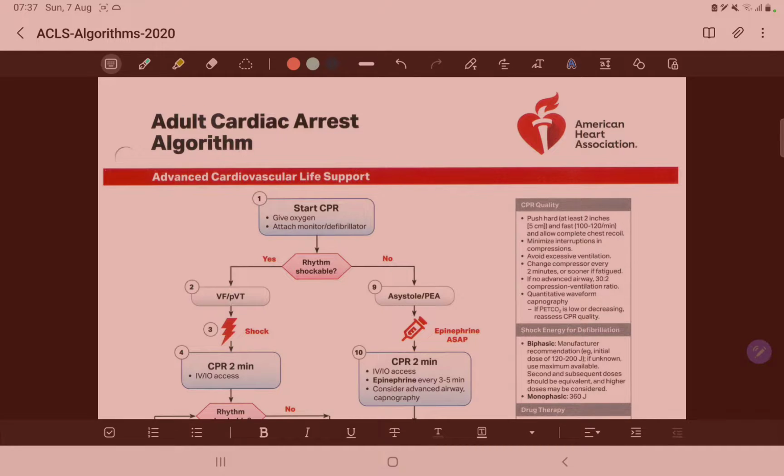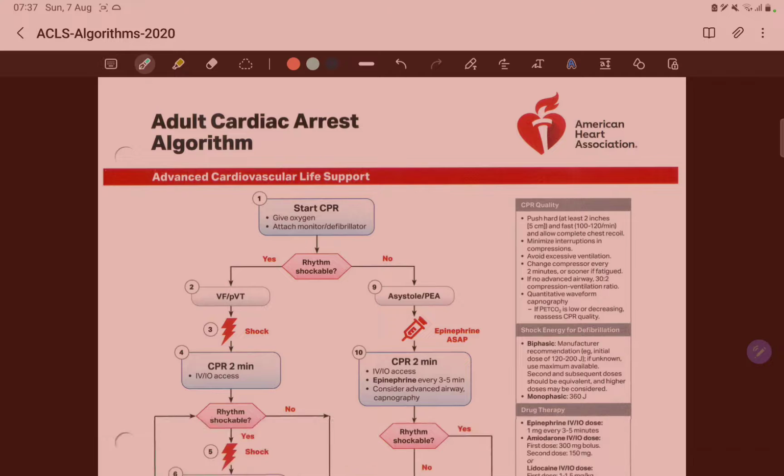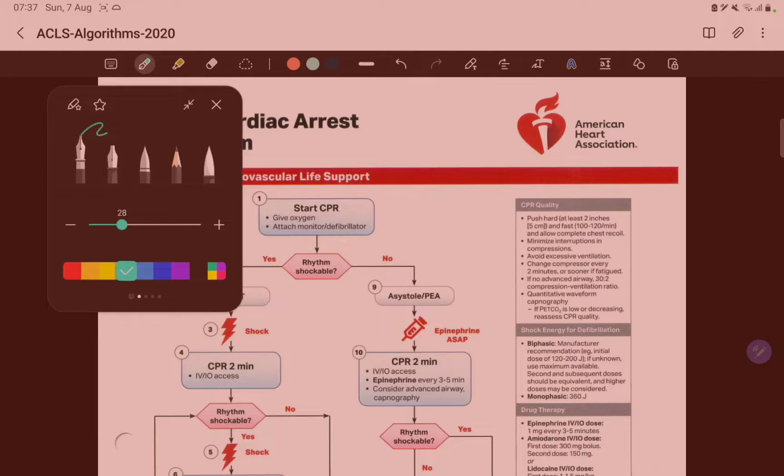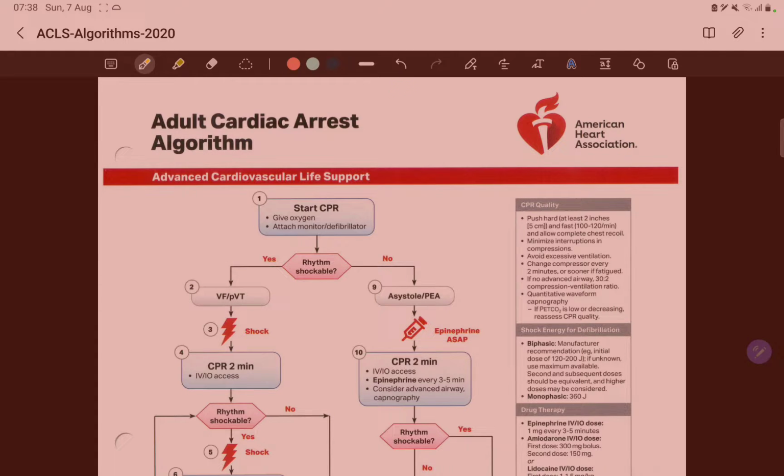Okay, so what happens first when we see a patient? What is the first response? It is the initial impression. Initial impression means the patient is either unconscious or conscious. So this is our first impression of the patient.